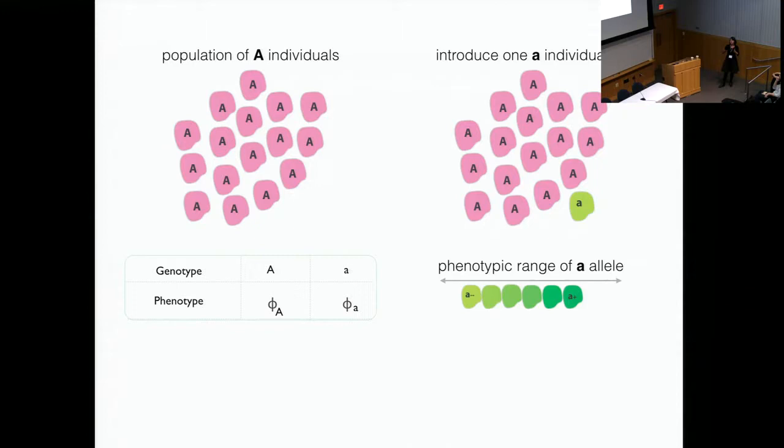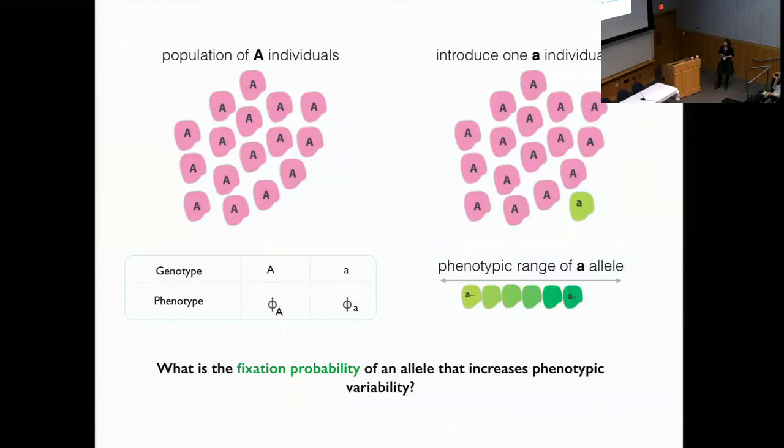So this new allele has access to a larger phenotypic range than the wild-type individuals. So you have these two different types of genotypes, and you have two different random variables for their phenotypic ranges. And for now, we'll assume that this is a fixed number, and this is a random variable. And then, in order to understand this type of evolutionary advantage of these phenotypically plastic alleles, we ask, starting from this one copy in the population, what is the fixation probability of an allele that confers this phenotypic range?